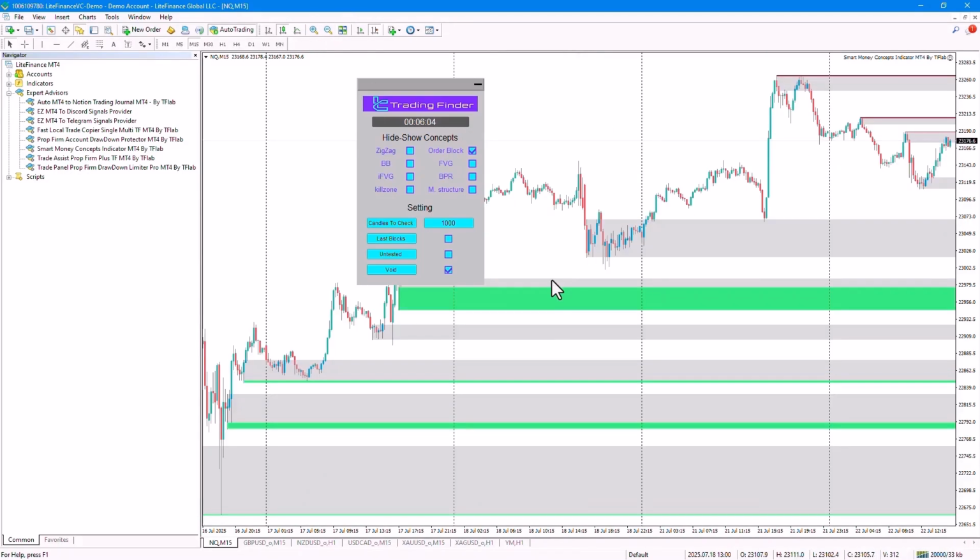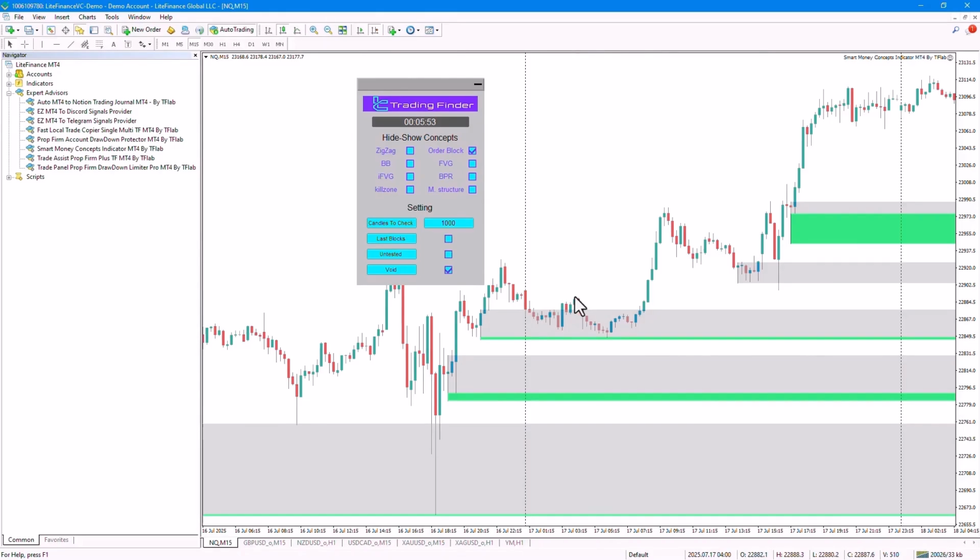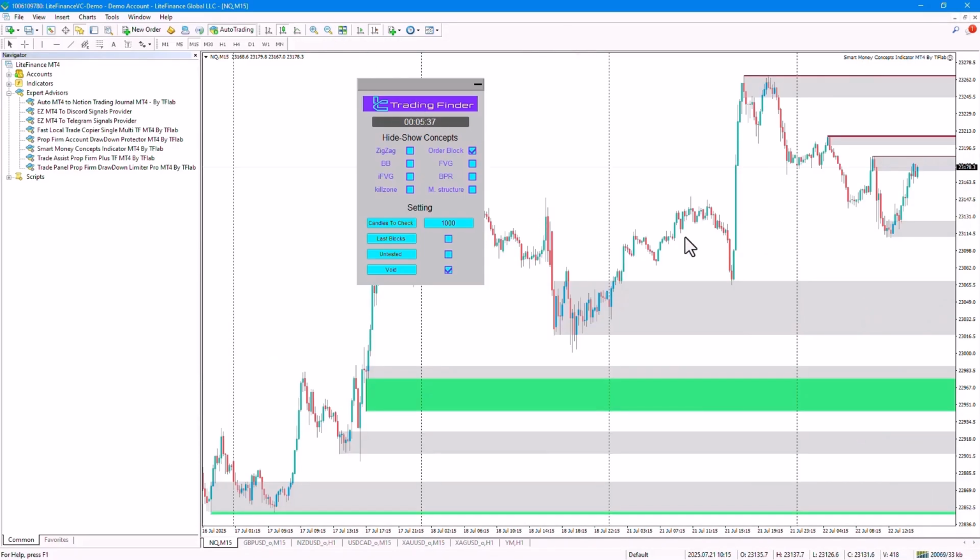If the price manages to break through the zones either to the downside or upside, those zones are considered invalid and are removed from the chart. If we have a bullish zone and the price closes below that zone, the bullish zone becomes invalid. Similarly, if we have a bearish zone and the price breaks above it, the bearish zone becomes invalid.